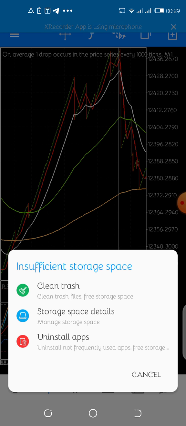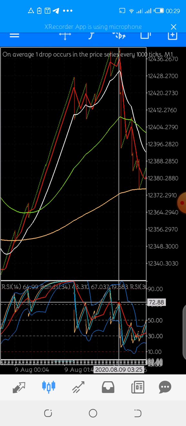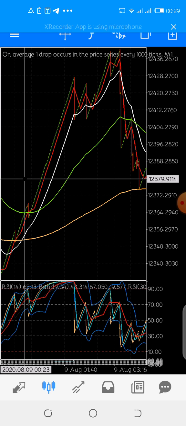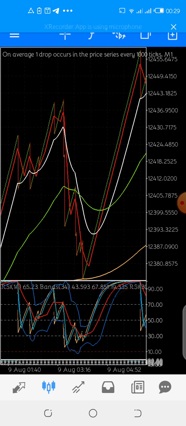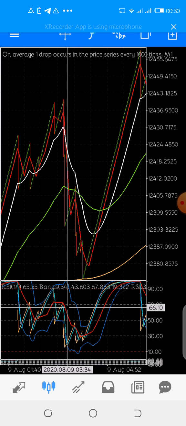Sorry, I need now to cut my video because my phone has refused, my storage is full. But you understand, this is just a continuation. So always check the peaks on the TDI and then come and check the market baseline. See also this, it's market baseline.